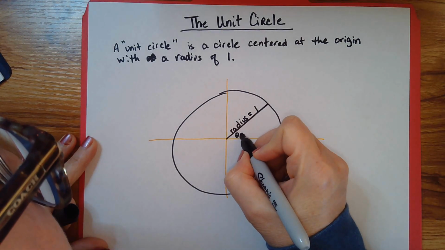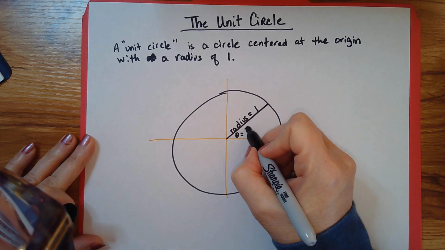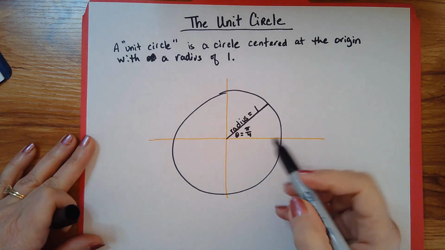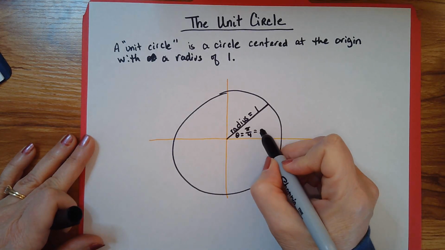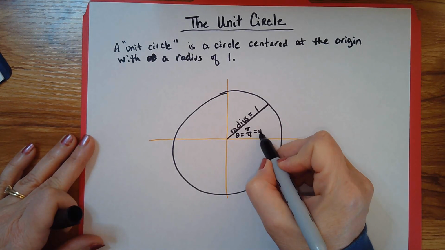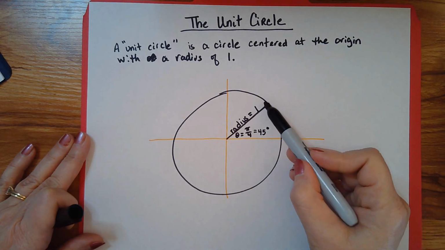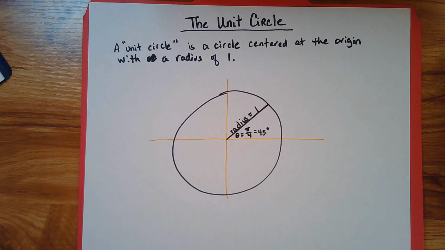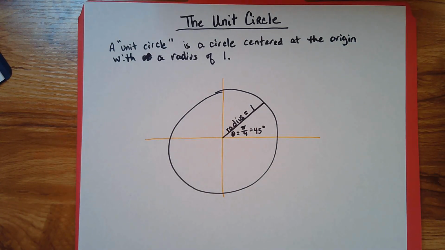In this case, I have a theta of pi over 4. That's in radians, obviously, right? Pi over 4. Or if you prefer to think of it in degrees, you could think of it as 45 degrees. That's what this angle measure is right here, pi over 4 or 45 degrees.